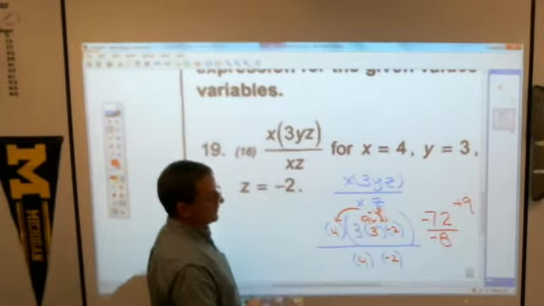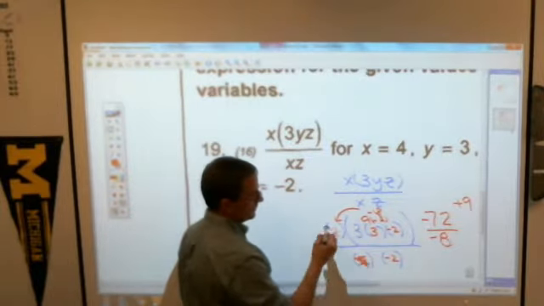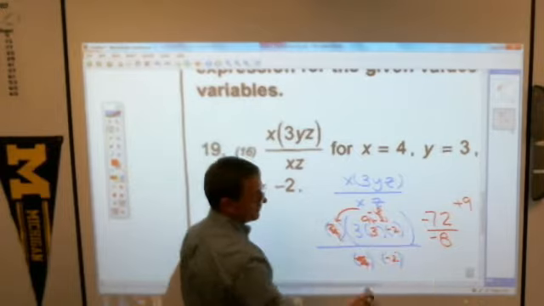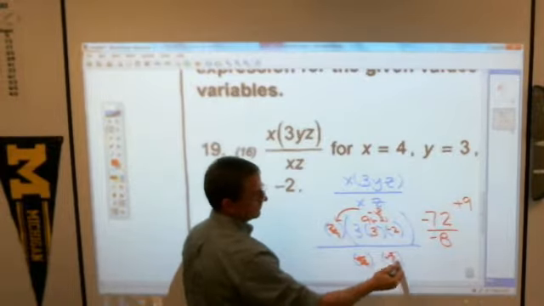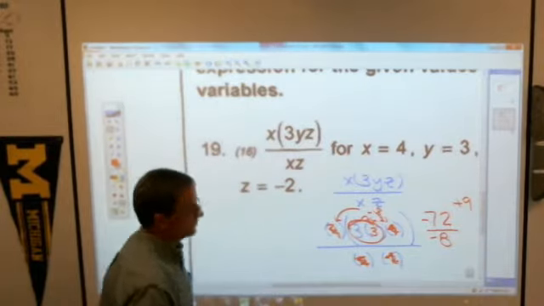Parker, I think, was going to say, could you cross cancel? And you certainly could have. You could have taken this and crossed it off with that, because this is all multiplication, and this -2 could have crossed off with that -2, leaving you with 3 times 3, which is 9.